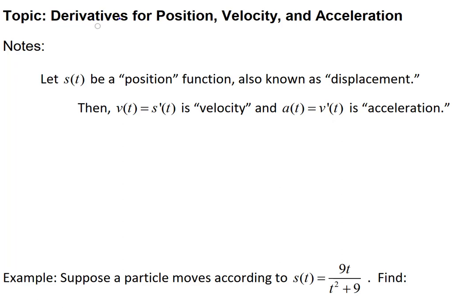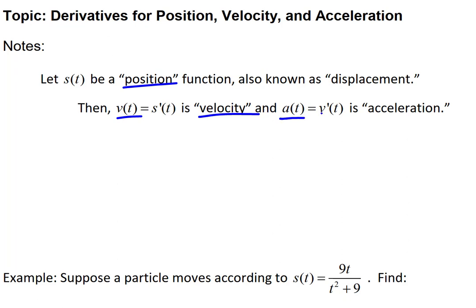This video is about derivatives for position, velocity, and acceleration. For our notes, we'll say let s of t be a position function. Position is sometimes also known as displacement. Then v of t equals s prime of t. So v of t would be velocity, and of course s prime would be the derivative of s, meaning here that the velocity is the derivative of the position function.